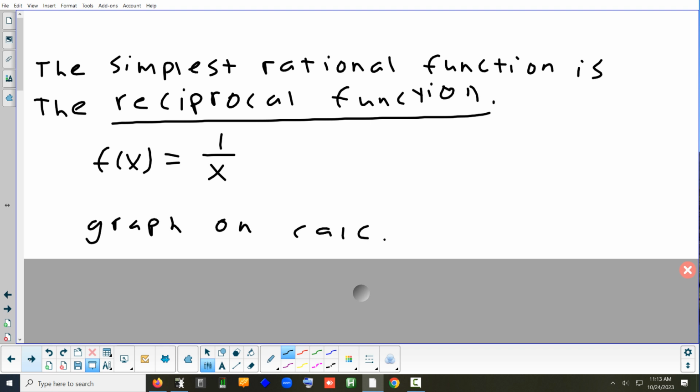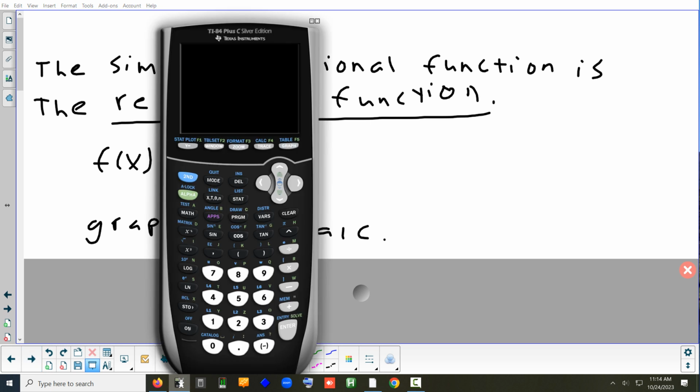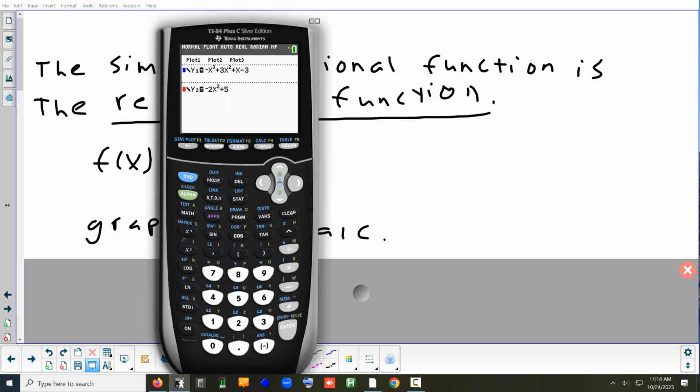So both of those were rational functions, but this is the simplest rational function, sometimes called the parent function. It's the most basic one that you can have. There's no transformations done to it. Let's graph it on the calculator and just see what it looks like.